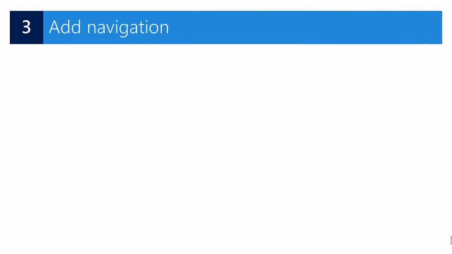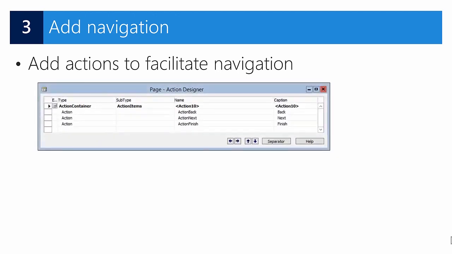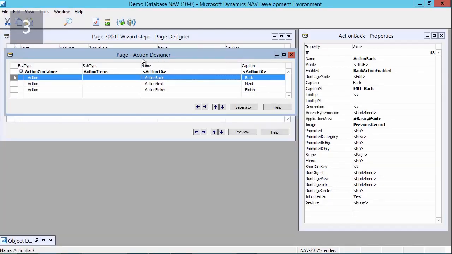Now we need to define how the user will navigate through these steps. Navigation is done using actions, and these actions will be visible on the page and will allow the user to navigate between the different steps. Let's see how that works in development. In the page actions, which you can open in View Actions, I will add 3 actions: back, next and finish.